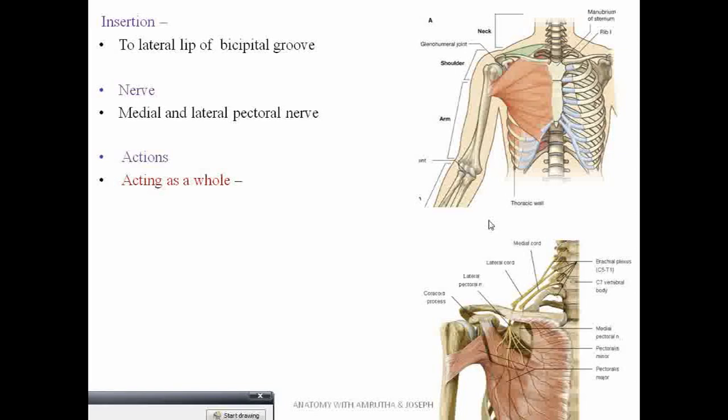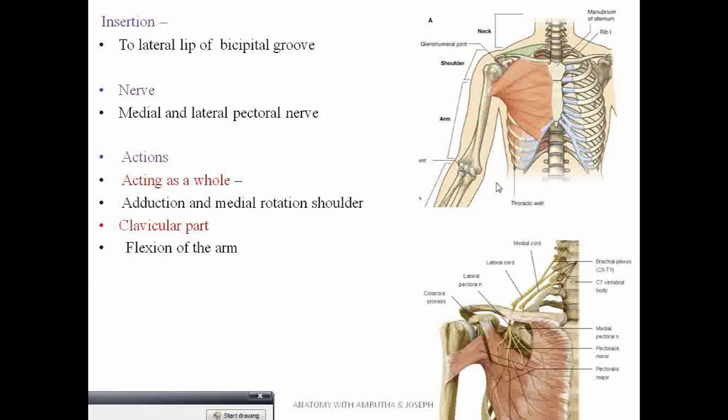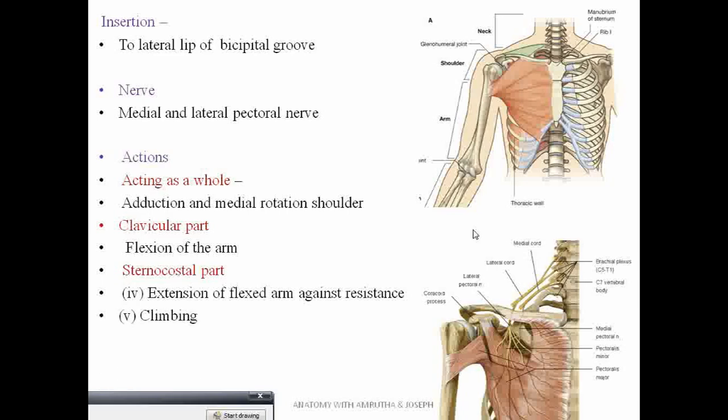Actions: when the muscle acts as a whole, that means all the fibers acting, it causes adduction and medial rotation of the shoulder. Whereas a single part, the clavicular part, when acting, causes flexion of the arm. The sternocostal part acting separately causes extension of the flexed arm against resistance, as in climbing.